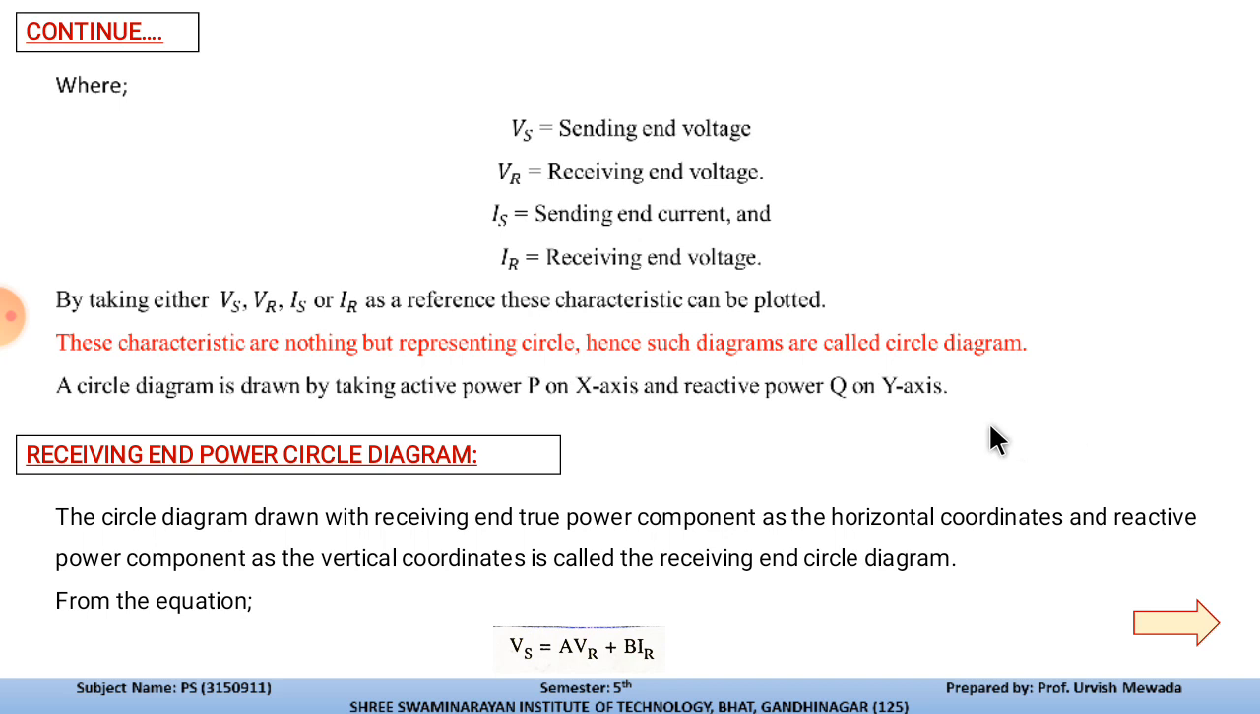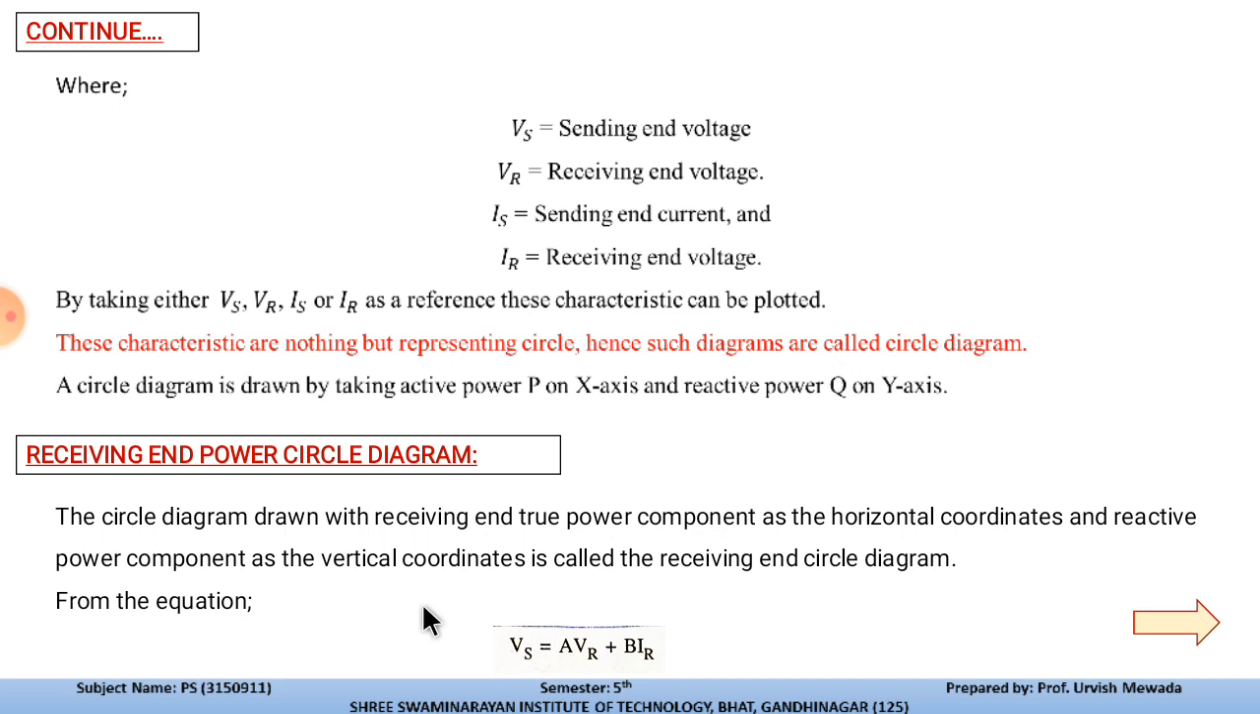So let us draw the receiving end power circle diagram. The receiving end power circle diagram is generally drawn with the receiving end true power component as the horizontal coordinate, because we already discussed that P is active power, so it is the true power and it is taken as a reference on the x-axis, and the reactive power component as the vertical component. As we already discussed, reactive power is shown on the y-axis. This is called the receiving end circle diagram.